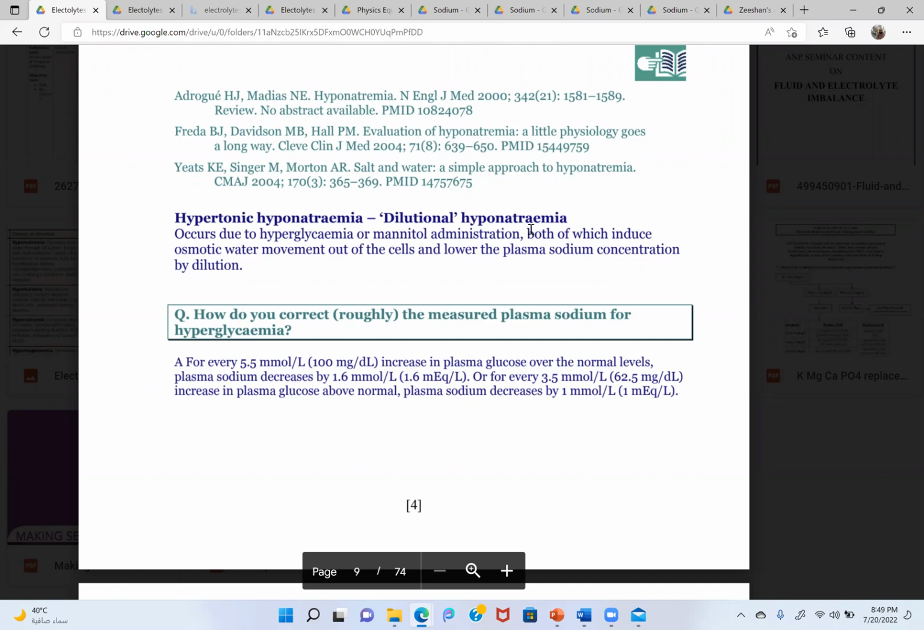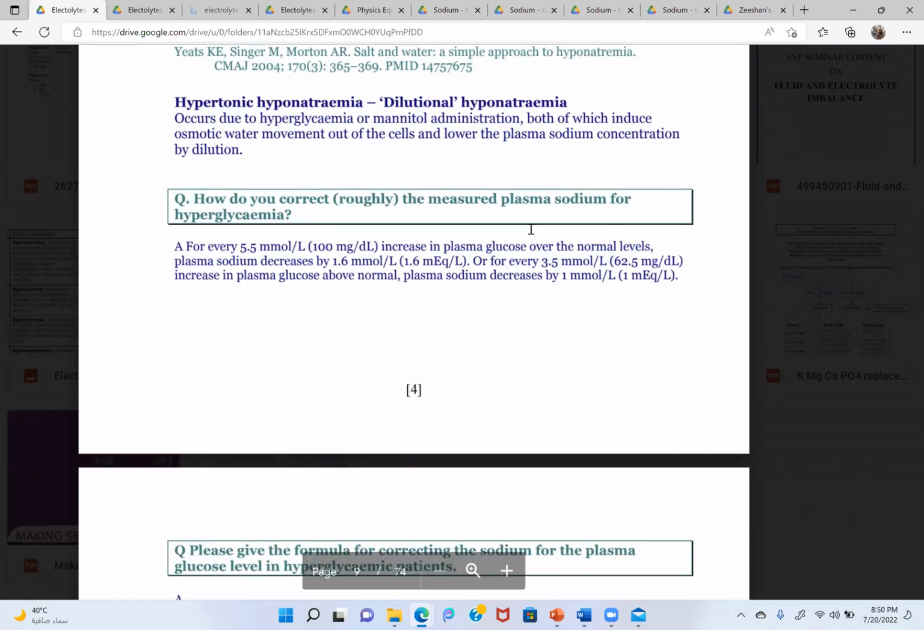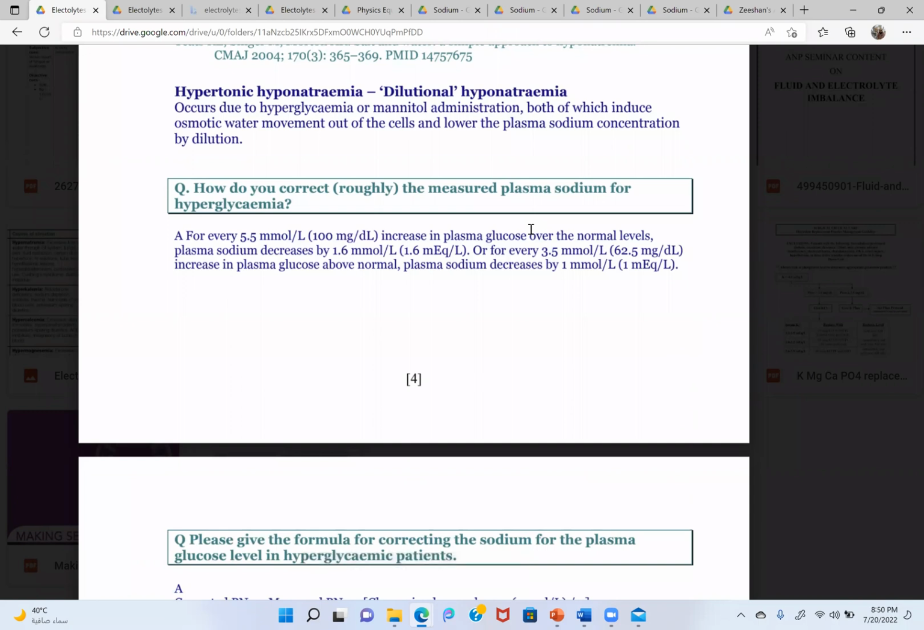Okay, so how do you correct roughly the measured plasma sodium for hyperglycemia? So this is also because usually, actually, by the way, because in Saudi Arabia, I'm not working in ICU. So this is also one of the reasons, because in OR, usually we are not treating it. So the things which you don't do slip from your mind more.